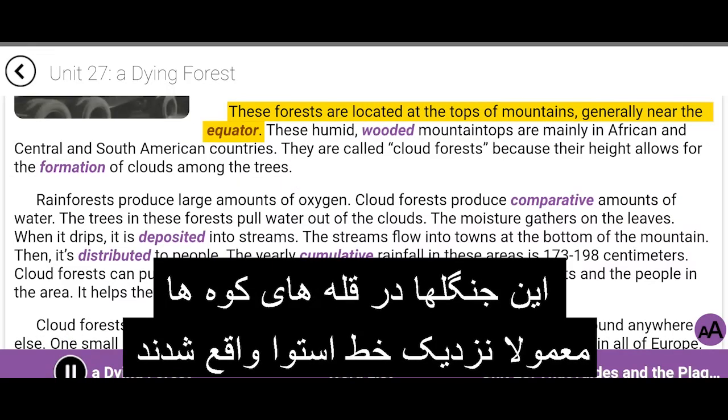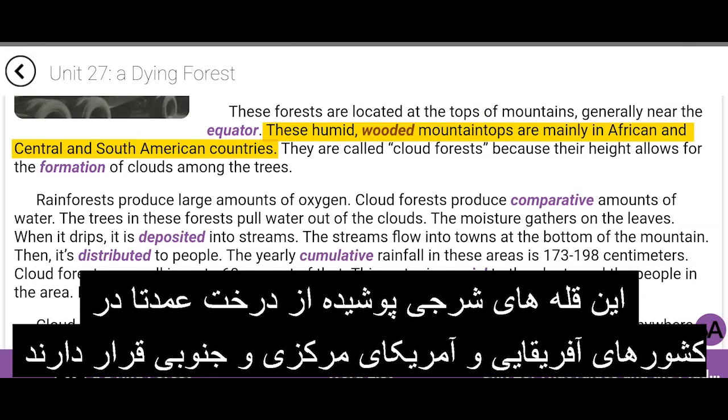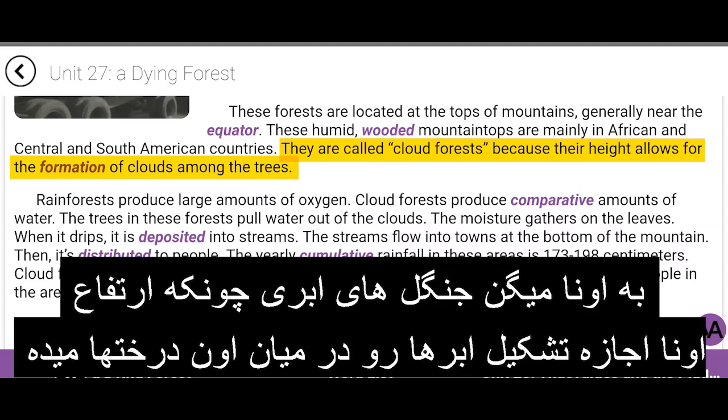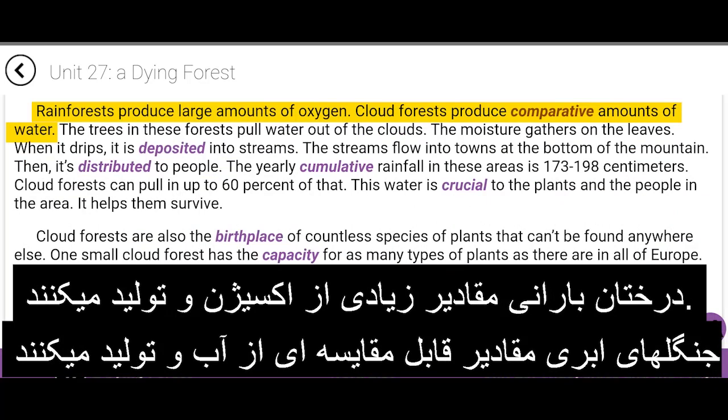These forests are located at the tops of mountains, generally near the equator. These humid, wooded mountaintops are mainly in African and Central and South American countries. They are called cloud forests because their height allows for the formation of clouds among the trees. Rainforests produce large amounts of oxygen. Cloud forests produce comparative amounts of water.